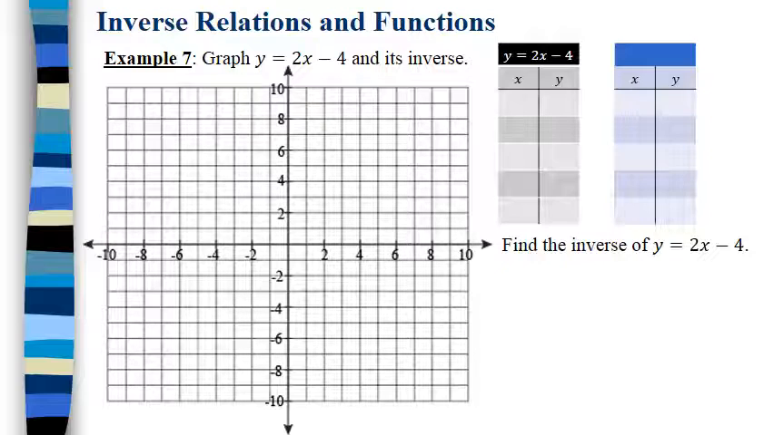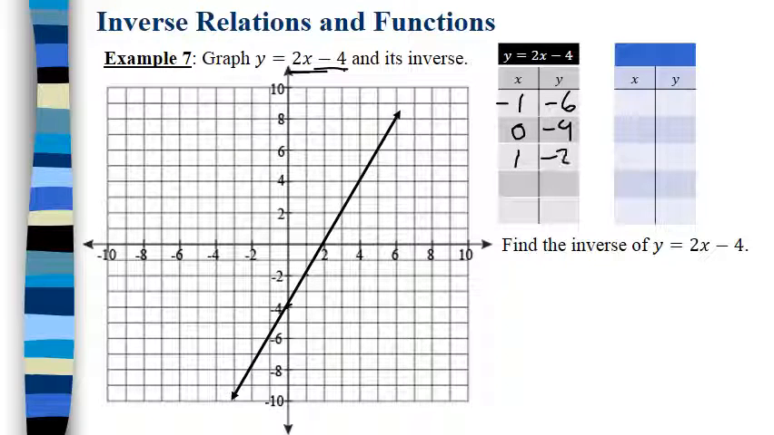So if we look at this on a graph, okay, if we start by graphing y equals 2x minus 4, we're going to go down 4, and then we're going to follow the slope. And when we graph this, we can pick a couple different points: (-1, -6), (0, -4), (1, -2), (2, 0), (3, 2).